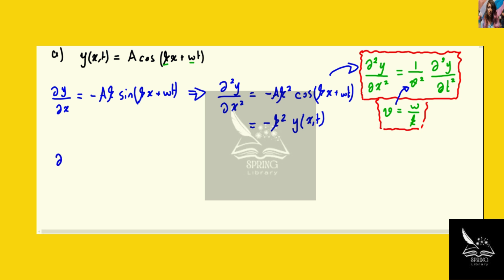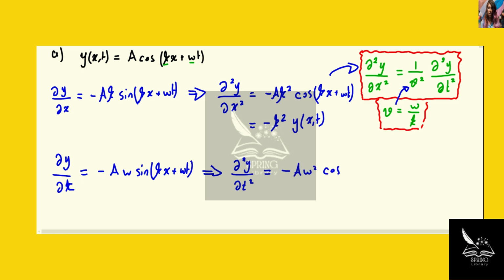Next, let's find the time derivative. So partial y, partial t is equal to minus a omega sine(kx plus omega t). And if we derive this again, we'll get the second time derivative, which is equal to minus a omega squared cosine(kx plus omega t), which is again the original wave function multiplied by negative omega squared.